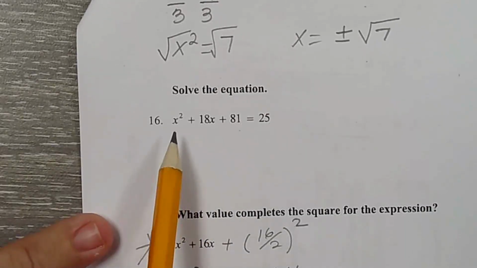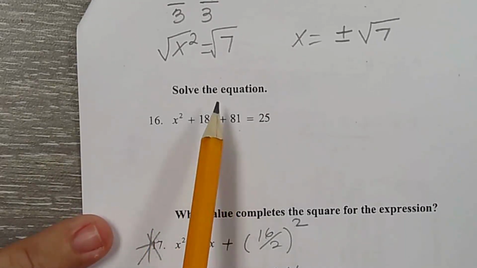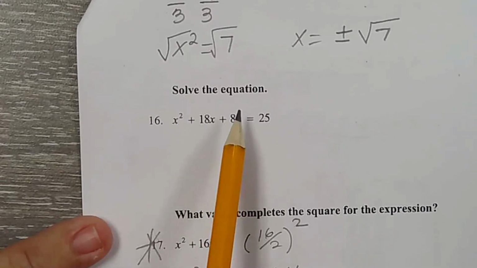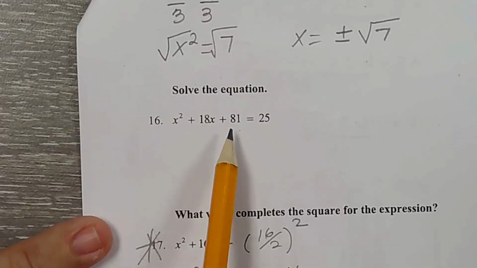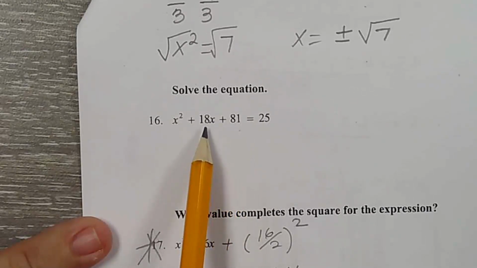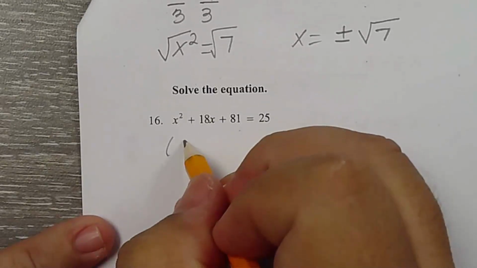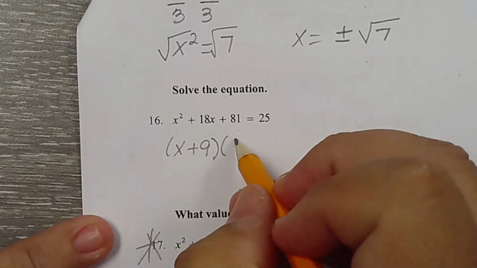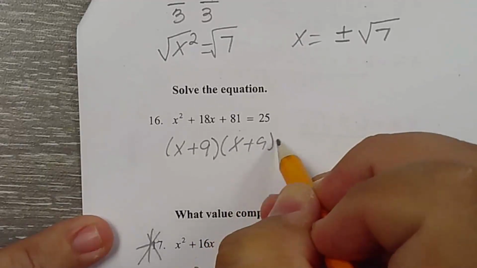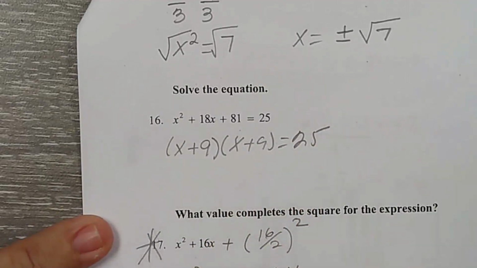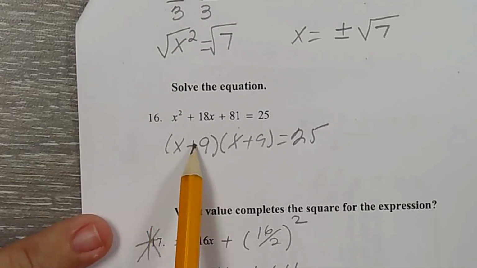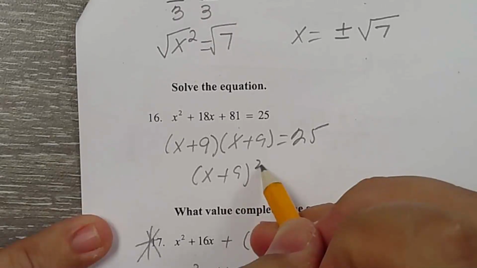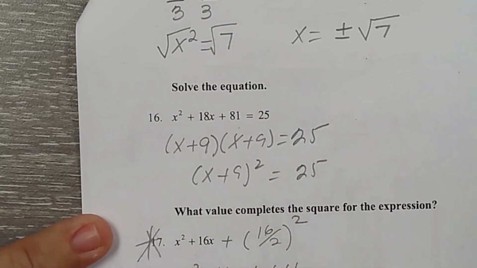You have a problem like number 16. We're going to solve this by factoring 81. What are the factors of 81? And what's 9 plus 9? 18. So what is this going to be? X plus what? 9. Right, x plus 9 and what? X plus 9 equals 25. So instead of having x plus 9 and x plus 9, what is it going to be? X plus 9 squared equals 25.